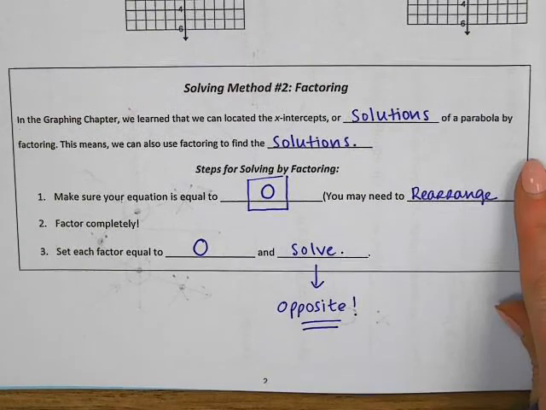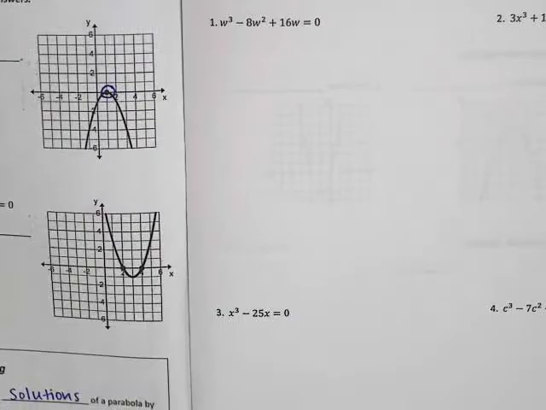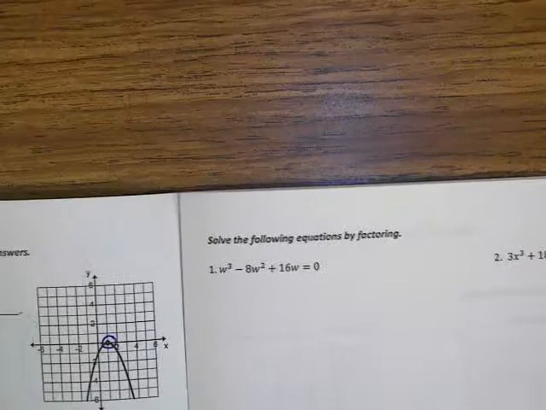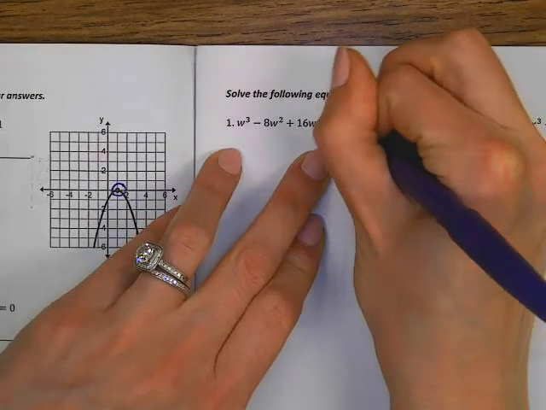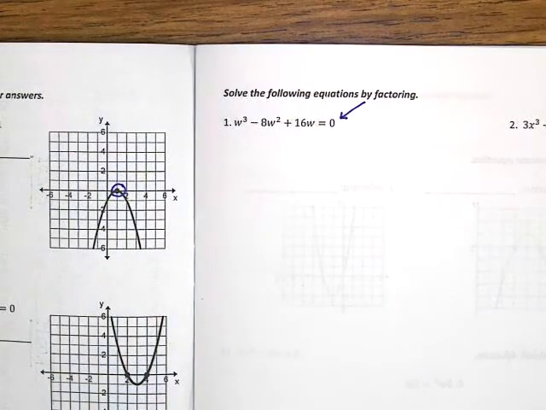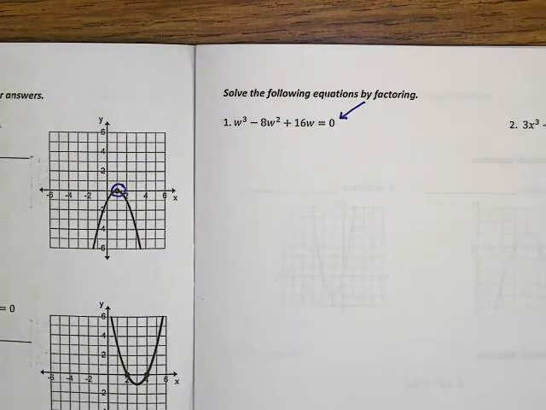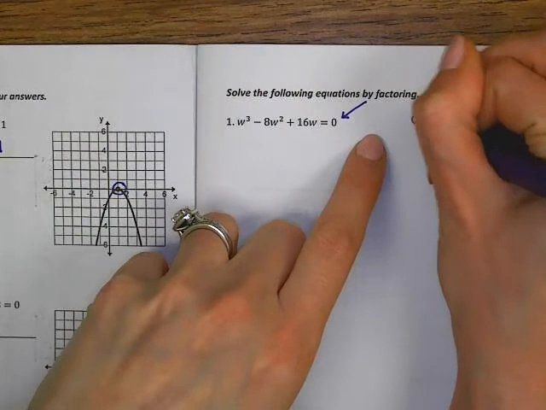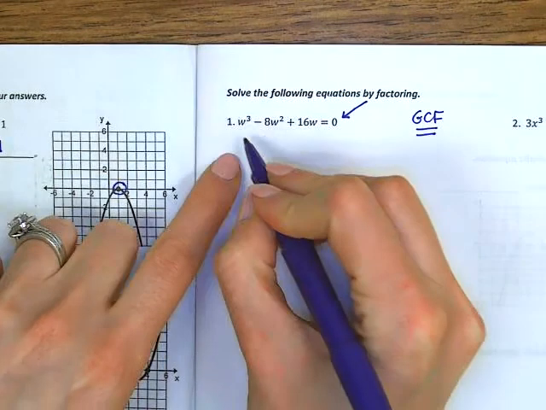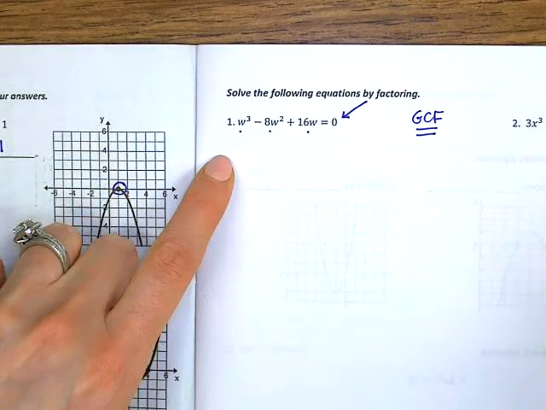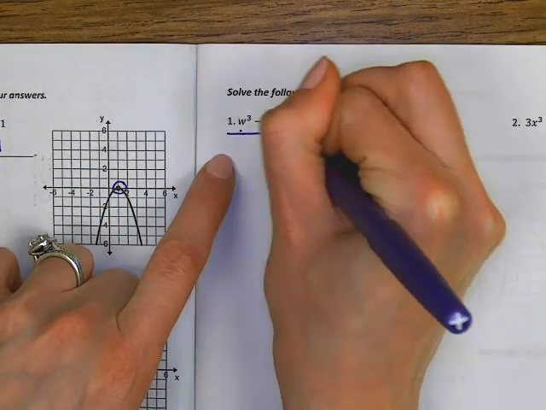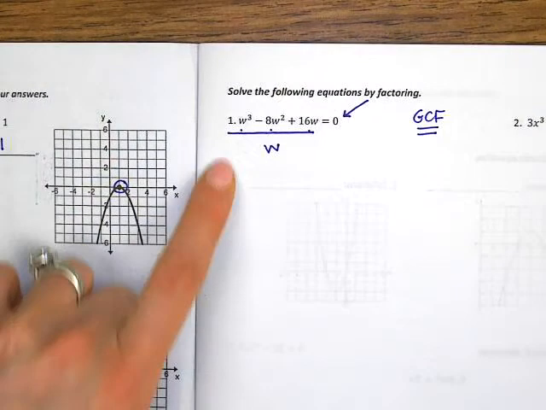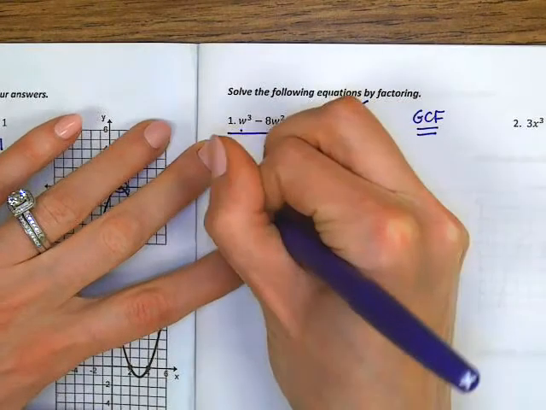All right, let's try a couple. Number 1, solve by factoring. Okay, first of all, it equals 0, so we're good to go. Way back, remember, you always try to look for a GCF first. Is there anything that you can divide out of every single term? They all have a W. So we're going to divide every single piece by W and see what we get. We're going to take out a W.